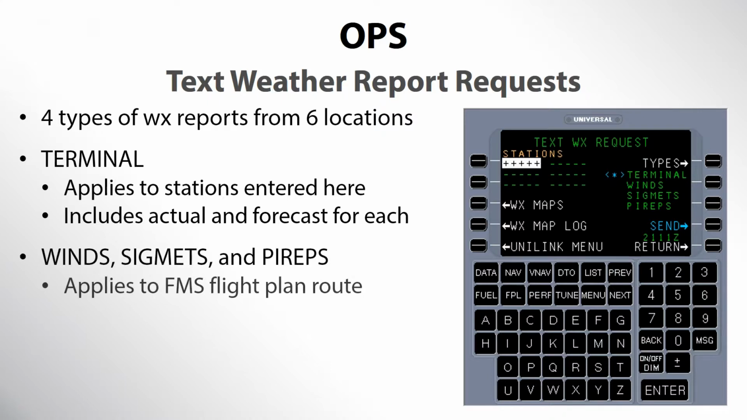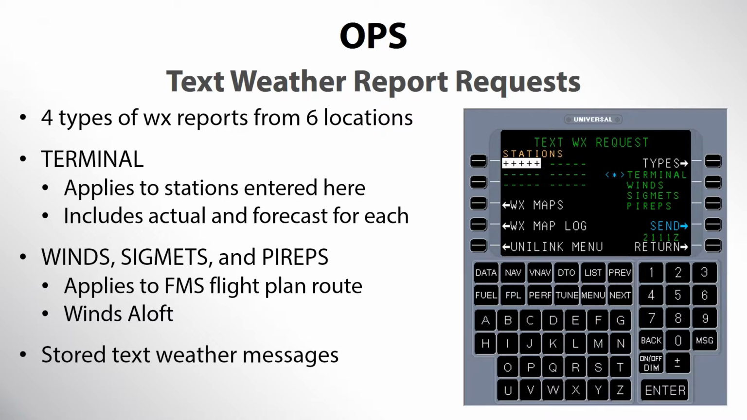Winds aloft, SIGMETs, and PIREPs will apply to the flight plan route from the FMS. If a manual data entry is made in the stations field, the winds aloft will apply to waypoints along the Great Circle route from the aircraft's present position to the airport identifier. Stored text weather messages are accessed via the Ops Message Log page.